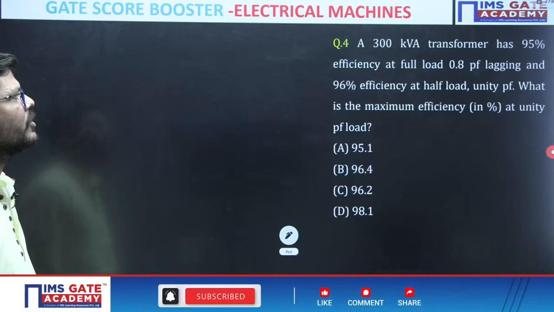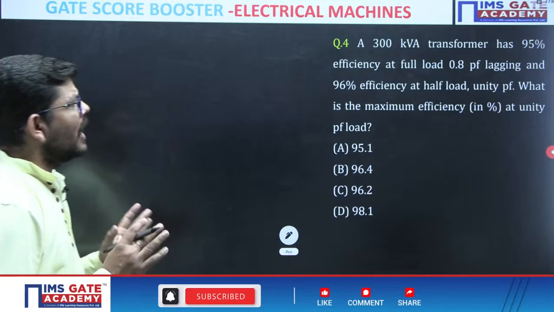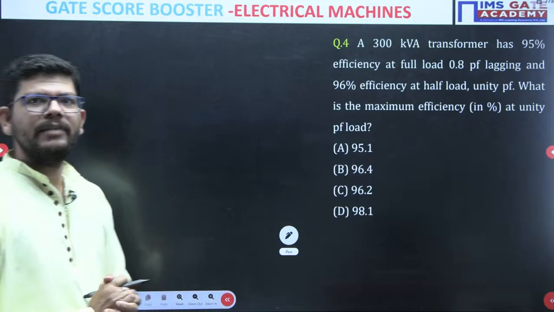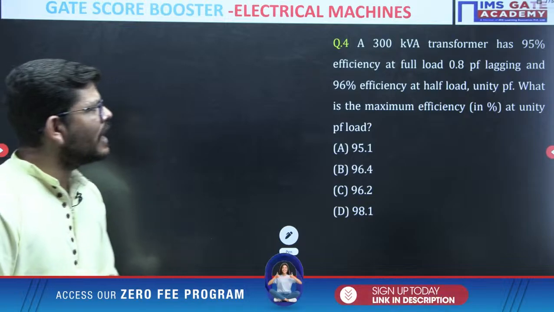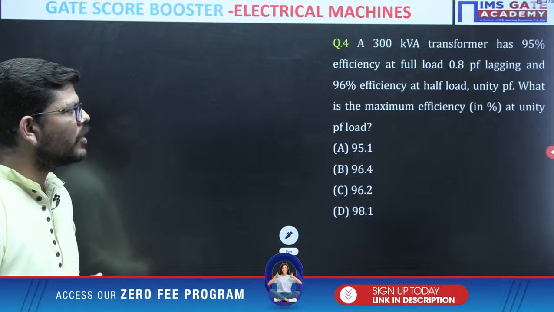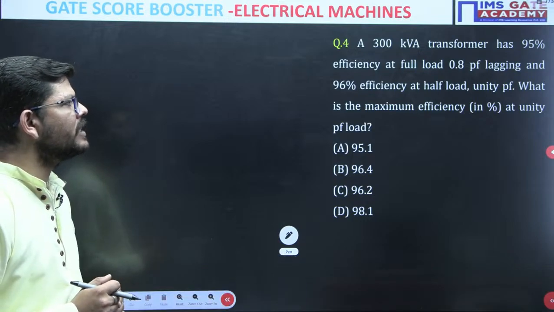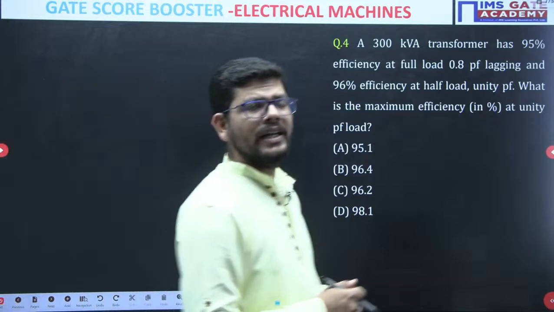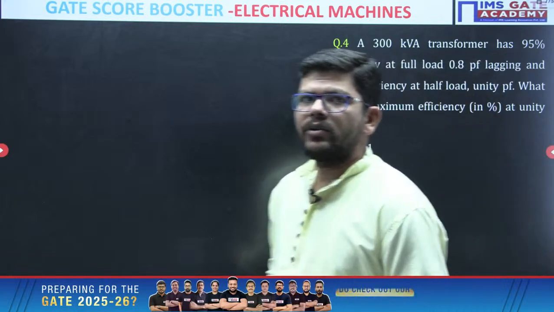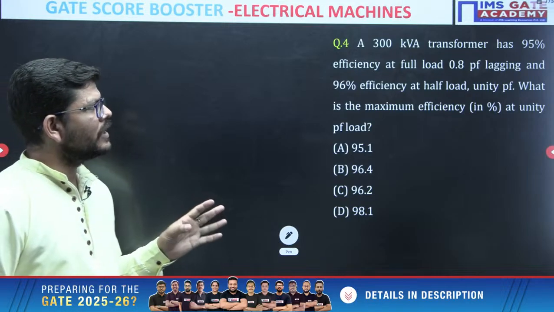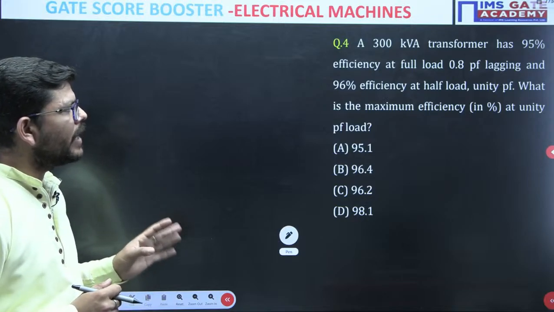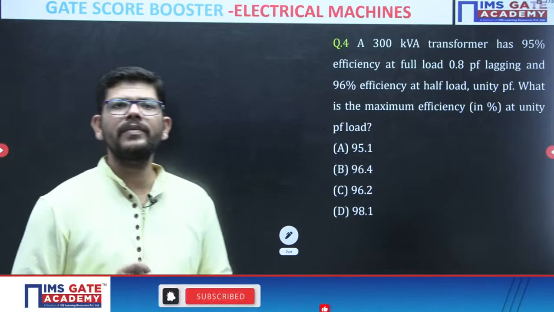Now next question, question number 4. A 300 kVA transformer has 95% efficiency at full load, 0.8 power factor lagging, and it has 96% efficiency at half load, unity power factor. Then what is the maximum efficiency in percentage at unity power factor load? So we have been given two efficiencies at two different power factors and two different loadings. Then we have to calculate the maximum efficiency at unity power factor load.